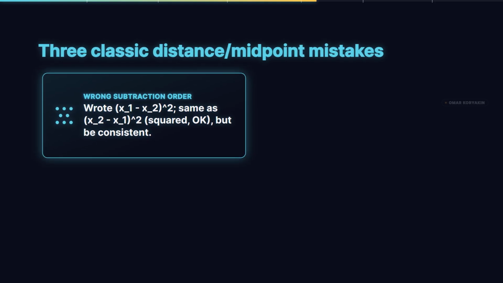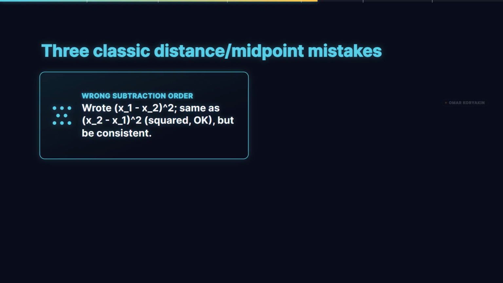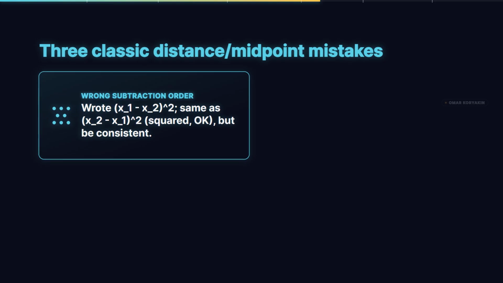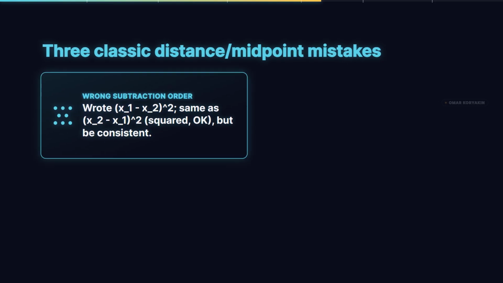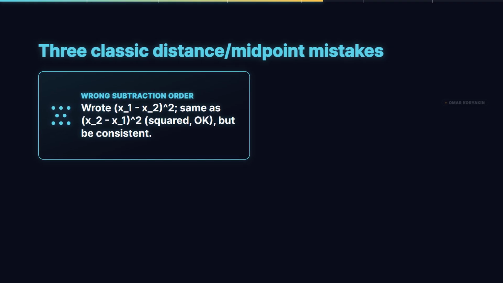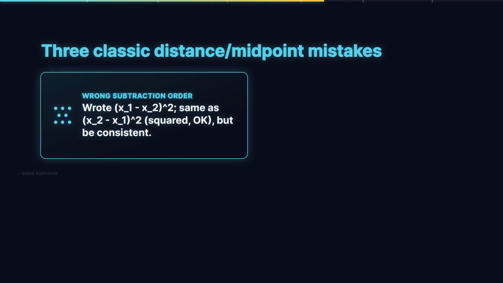But students sometimes write the differences in inconsistent orders across the two coordinates and lose track of which sign goes where. The fix is to commit to a consistent order at the top of the problem. Always do point 2 minus point 1, both for x and for y. Consistency removes the sign ambiguity and matches the textbook formula exactly.